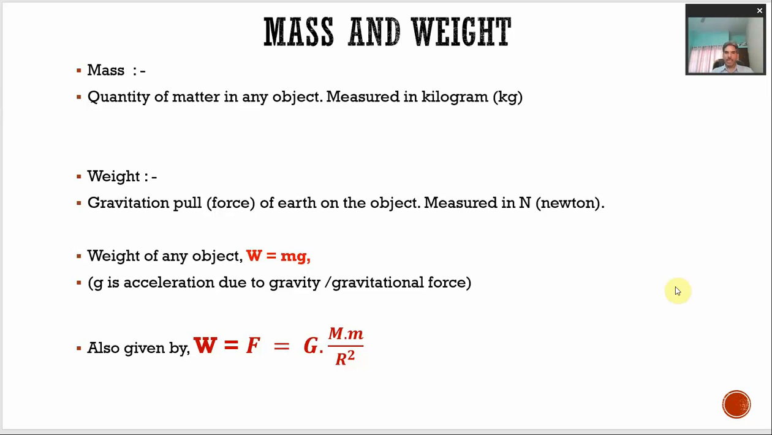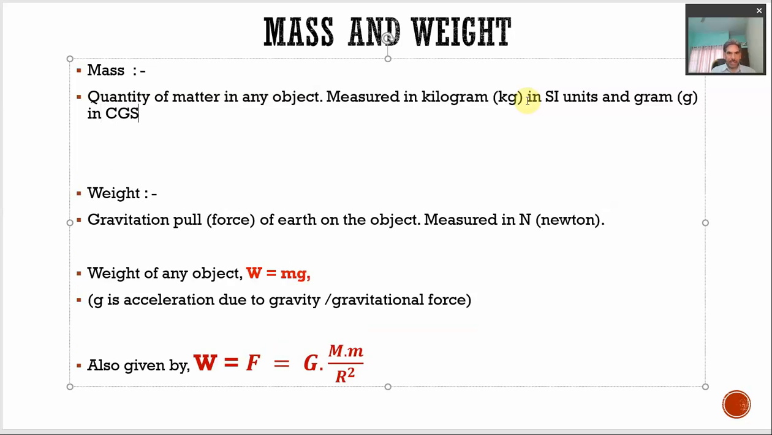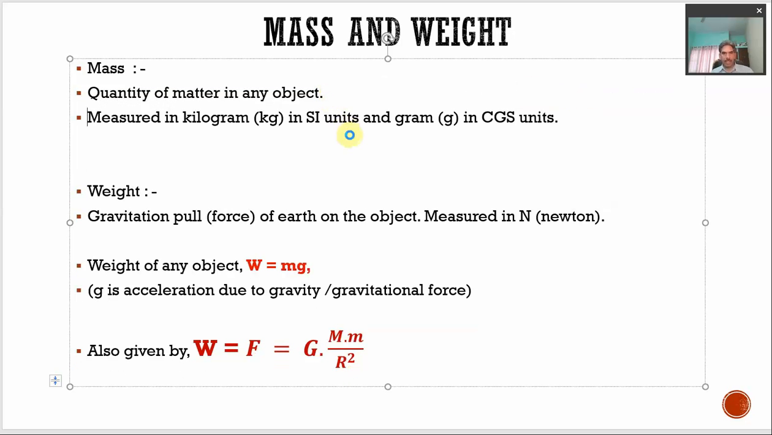So the mass is the quantity of matter which an object has, and it is measured in kilogram in the SI system, and in grams, which is represented by small g, in the CGS system of units. This is the way we understand the mass of an object.